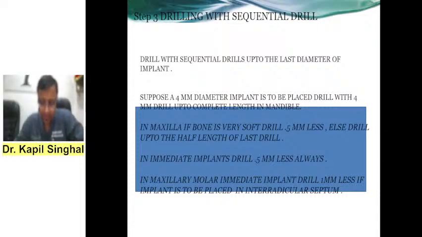So if the bone is very soft, now suppose my bone is D3, D4, very soft, and I have to place a 5 mm diameter implant, and what did I do, I drilled with a 5 mm drill up to 5 mm and I want to place an implant of 5 mm. So obviously my osteotomy is 5 mm and I am placing an implant of 5 mm. I would not be able to achieve good primary stability. What will I not get? Primary stability.